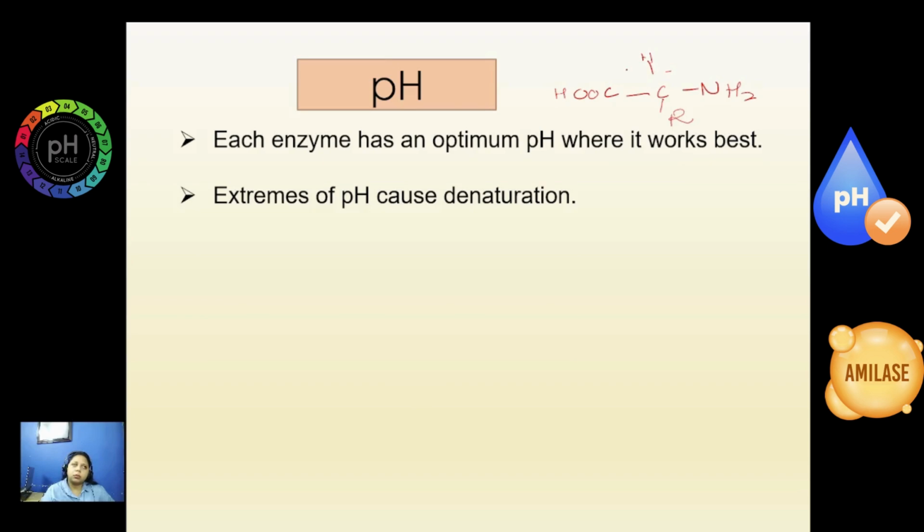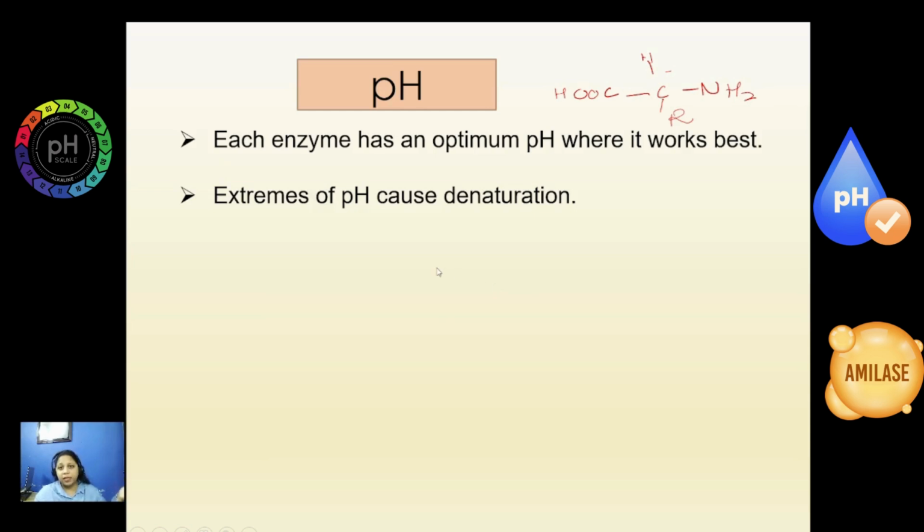This is the reason why they act differently in different pH. There are some amino acids which have a double amine group, and some which have a double carboxylic acid group. So that's why the enzymes are very specific to pH. Each enzyme has an optimum pH, like amylase in our mouth and pepsin in our stomach. If there is an extreme condition, if you change the pH of these systems, the enzyme is not going to work.